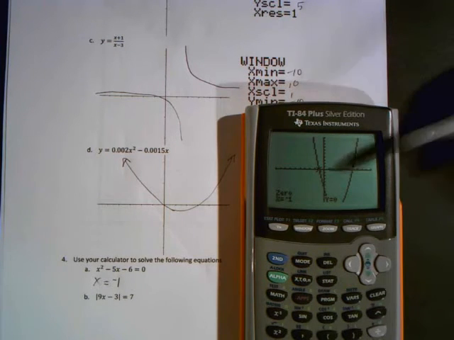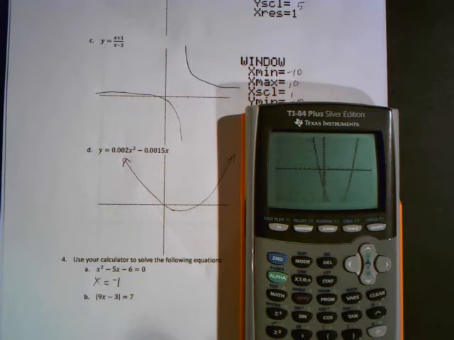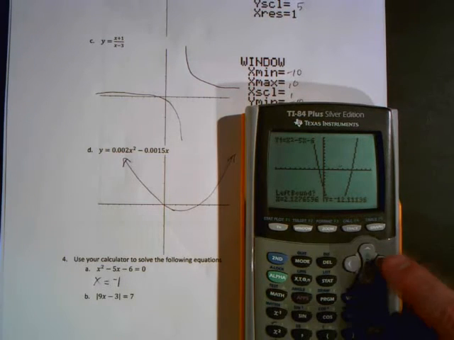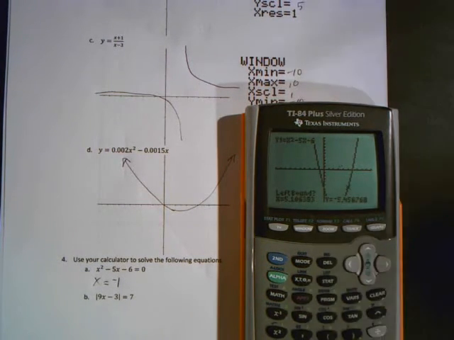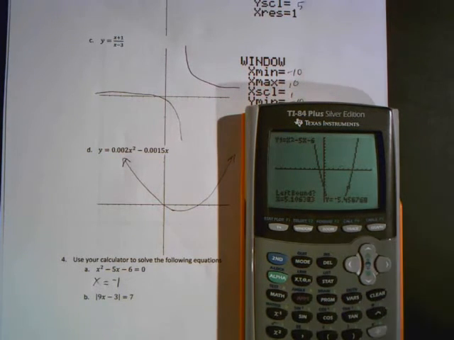To find the other spot, we would repeat. So I would go second, calculate, 0, and I would come over here. The cursor disappears, it goes down below the screen there. There it is. Again, I'm looking for this spot. I need to be to the left of it. I am. I hit enter. Then I need a right bound.